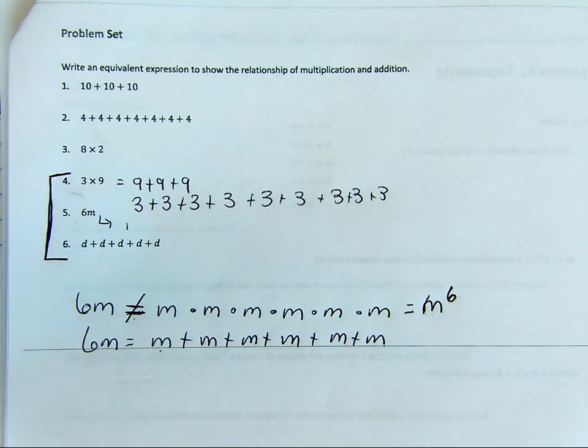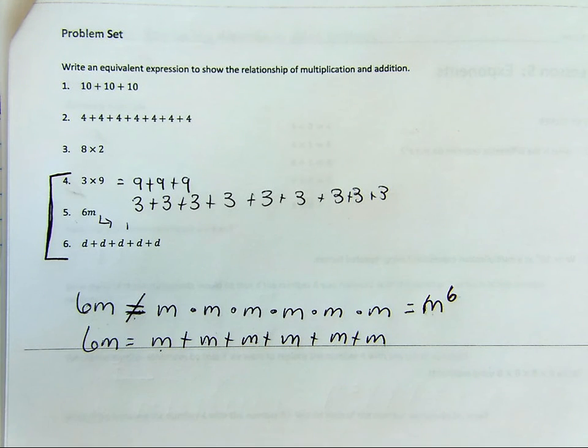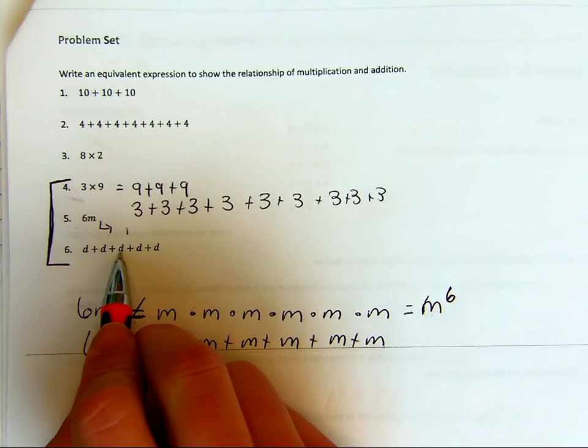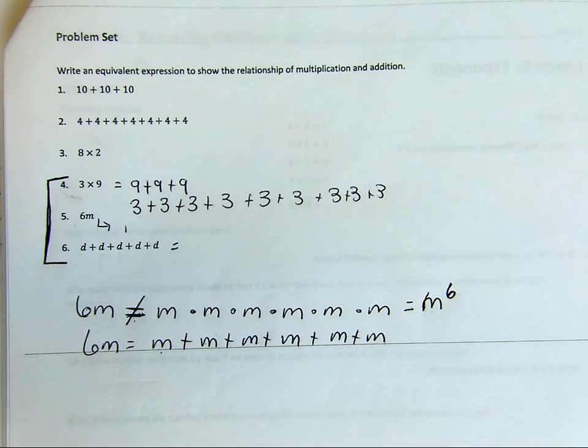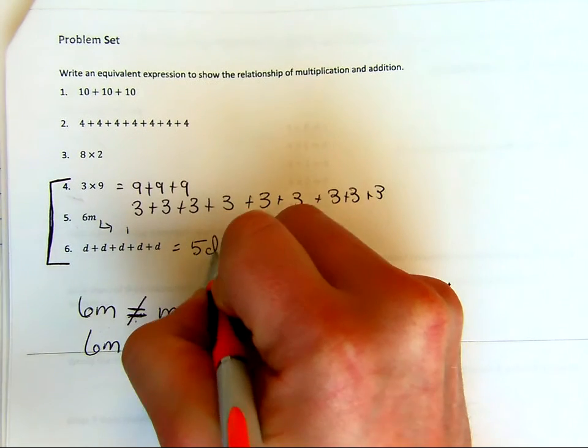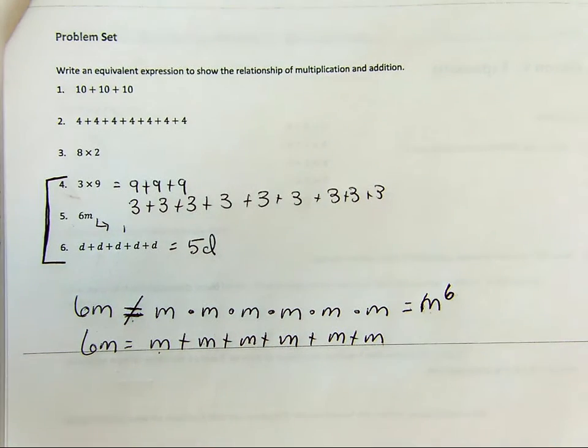And then the last one here. Nina, could you help me out with this one? D plus D plus D plus D plus D. Or I could just write 5D. Very good. Last thing I want to talk to you guys about, okay?